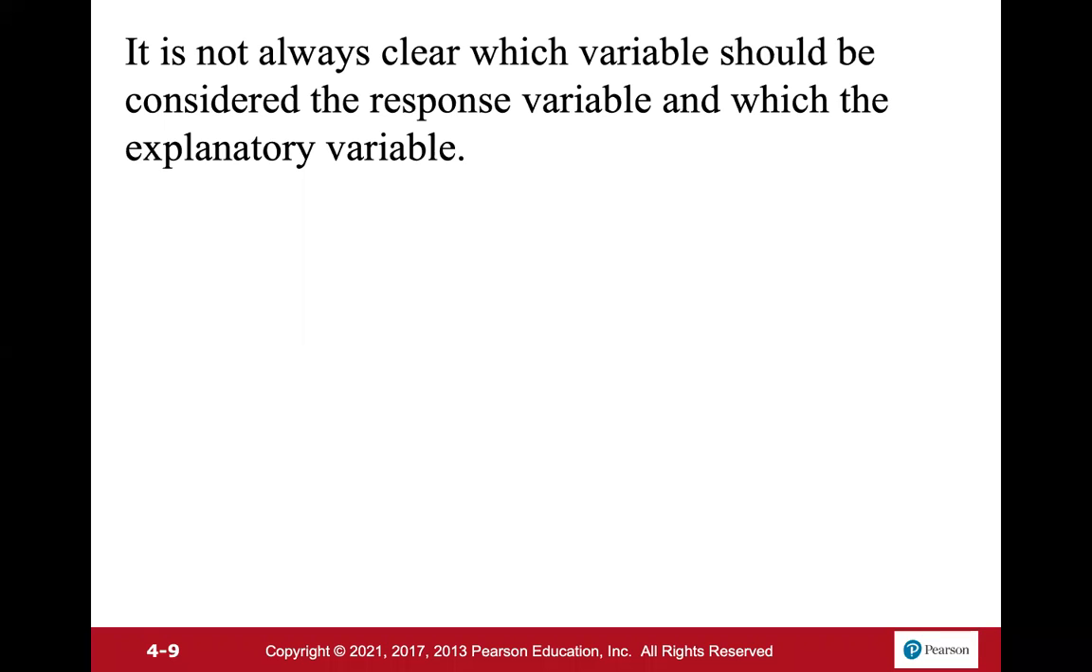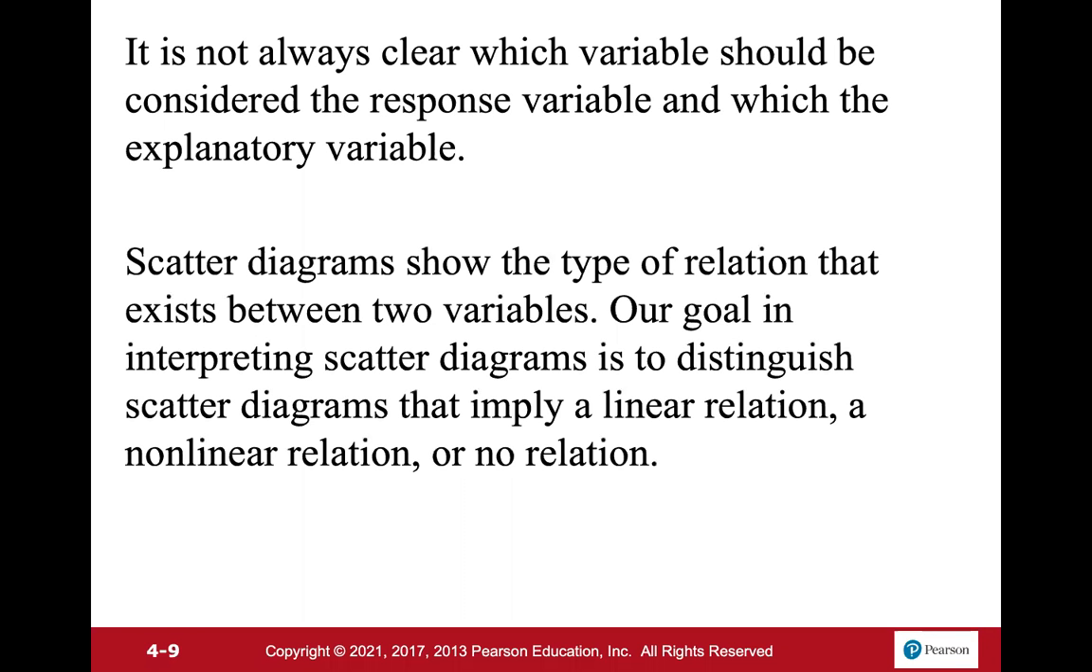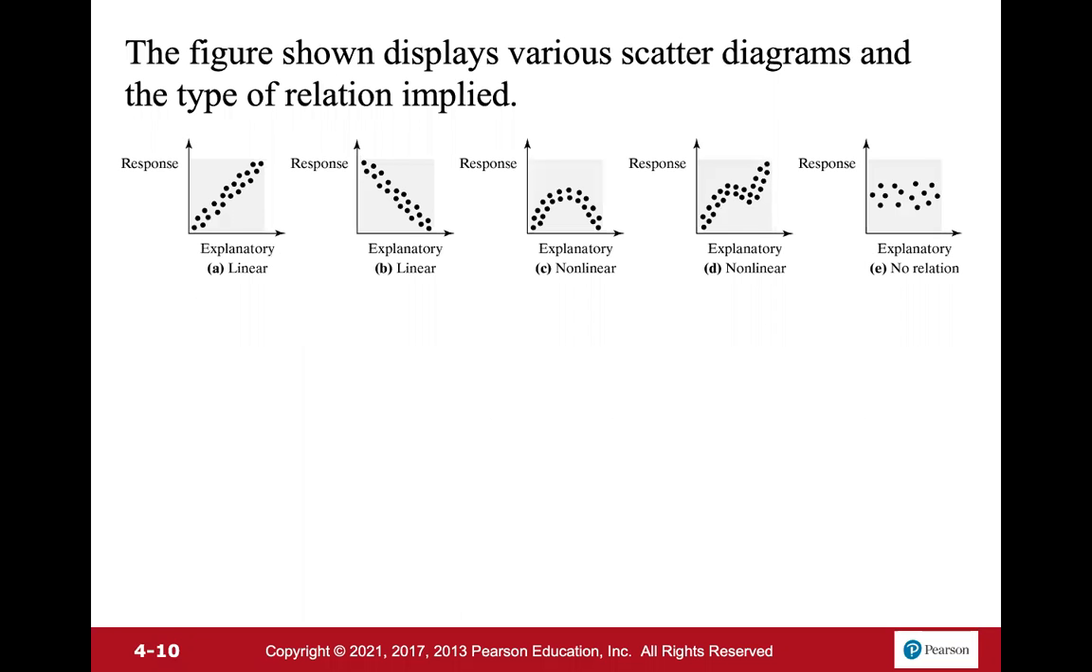So it's not always clear which variable should be considered the response variable, which one should be the explanatory variable. Scatter diagrams show the type of relation that exists between two variables. Our goal in interpreting the scatter diagram is to distinguish scatter diagrams that imply a linear correlation, a nonlinear correlation, or no relation at all. So it seems a little weird, but we could actually look at these right here and see the difference.